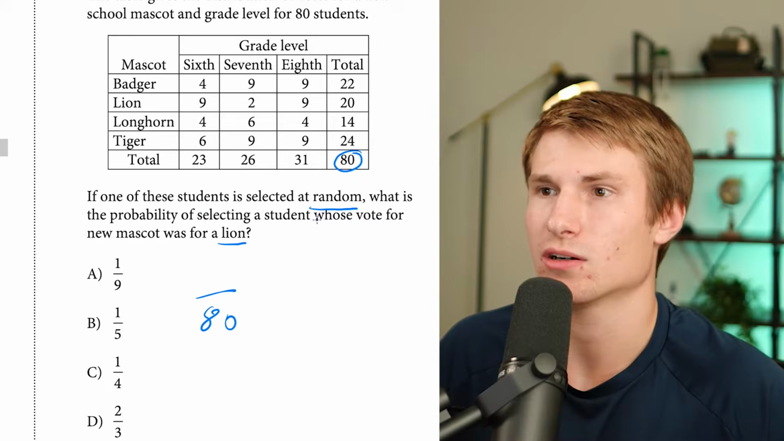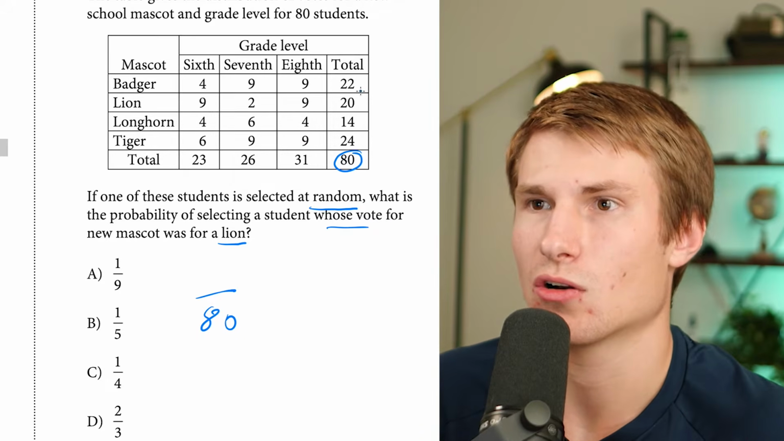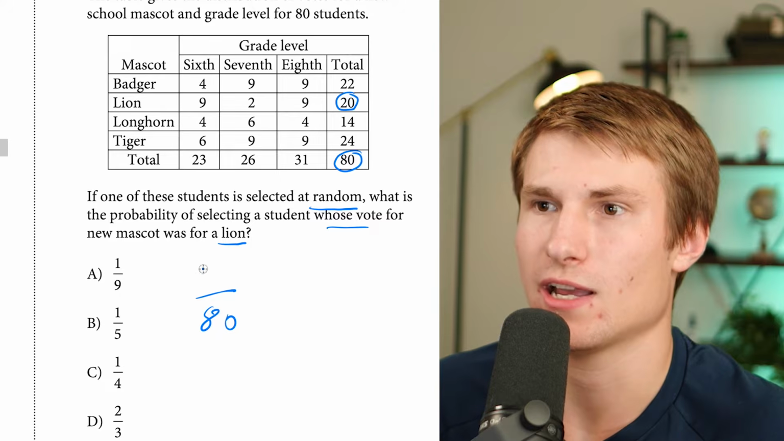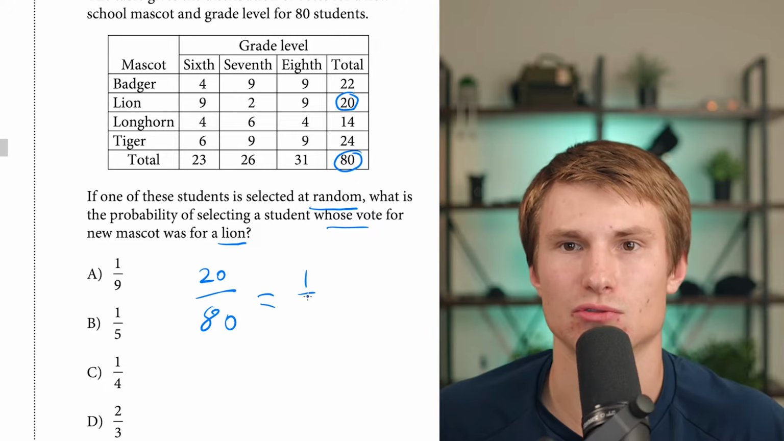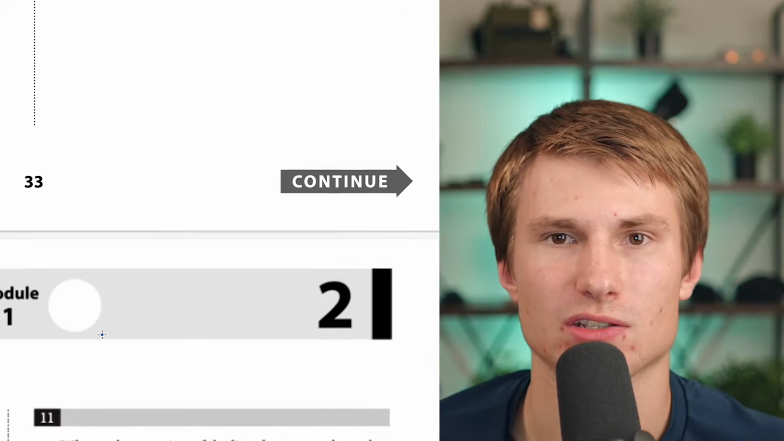Our numerator is those who voted for a new mascot that is a lion, and this is across all grades. So that would be 20 over 80. That's going to simplify down to 1 over 4, which I see will be answer choice C. Okay, moving on to our next question.